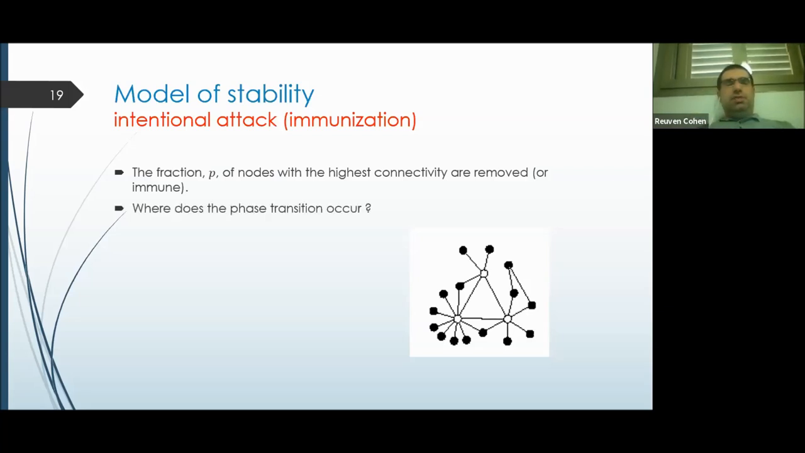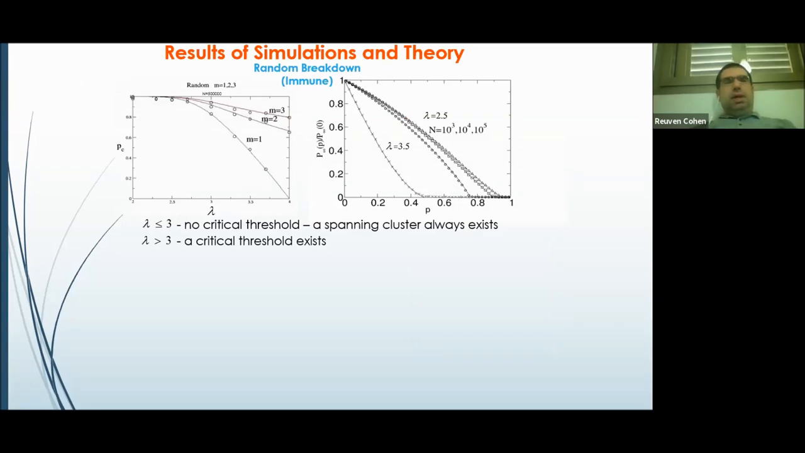So where here does the phase transition occur? Here are some simulation results, and I'll explain later how they can be analytically explained. If we look at the scale-free network with a small lambda of less than 3, we get that there is no critical threshold. You can see here that when the network size becomes larger and larger, the threshold approaches 1, meaning that even if we remove close to 100% of the nodes, and in the limit of n going to infinity, this is exactly 100%, there is still a giant component whose size is proportional to the entire network.